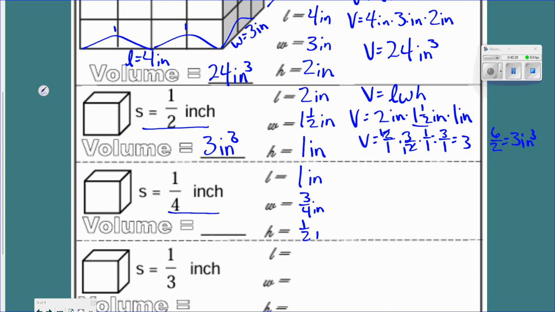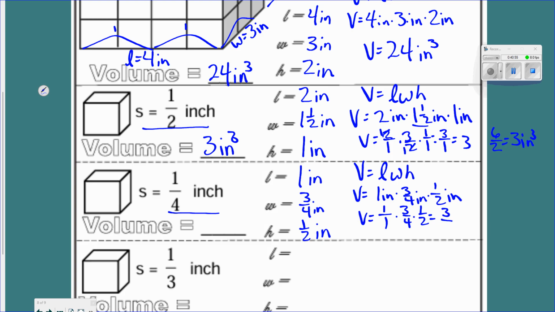Doing just the numbers. So 1, to make it an improper fraction, just put over 1. 1 over 1, 3/4, 1/2. Another simplification. So 1 times 3, times 1 is 3. 1 times 4, 4 times 2 is 8. So my answer is 3/8 cubic inches. Figure out the correct unit. So that is inches times inches times inches.